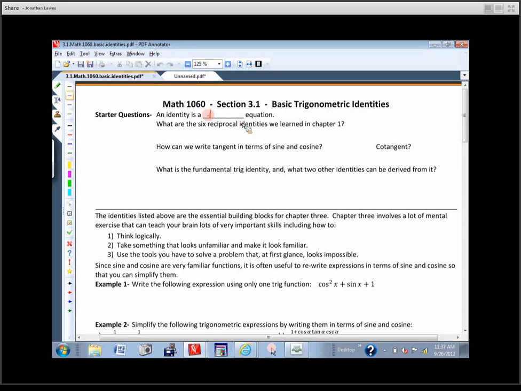It's a true equation. Okay? It's an equation that's true wherever each side is defined, technically speaking. But for our purposes, it's a true equation. All right? And then the 6 reciprocal identities that we learned in chapter 1.